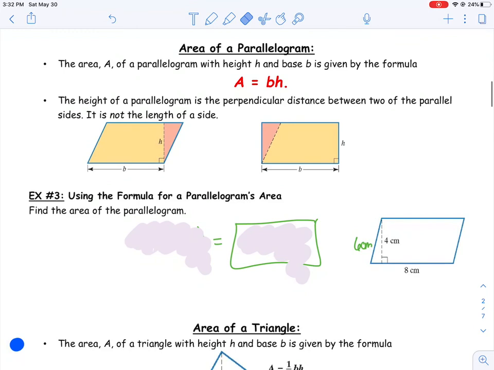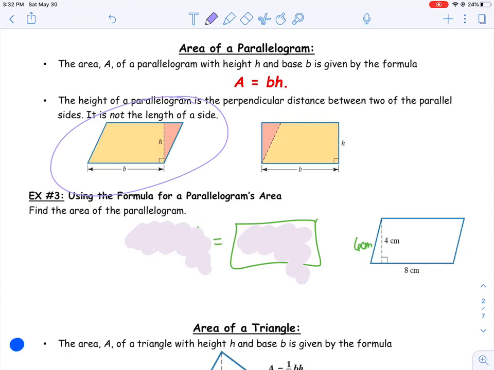All right, the next idea we're going to talk about is the area of a parallelogram. A parallelogram is a four-sided figure that has two pairs of parallel sides. So a rectangle happens to also be a parallelogram. But if I were to take those sides and make them crooked, they're still parallel, this would be an example of a parallelogram.